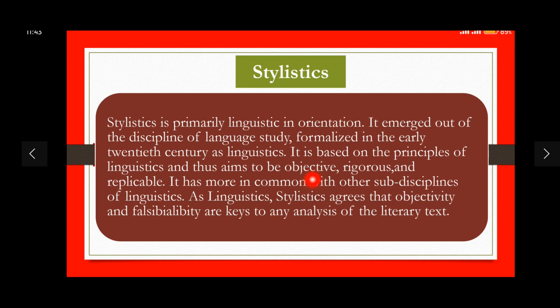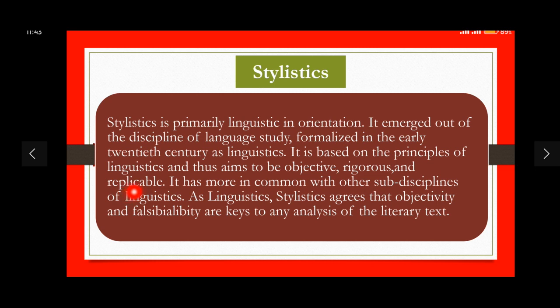This is objectivity, right? So stylistics is objective. It is scientific. Similarly, it is rigorous. When you do stylistic analysis, you have to be very careful. You pay attention, right? That's why it is rigorous.